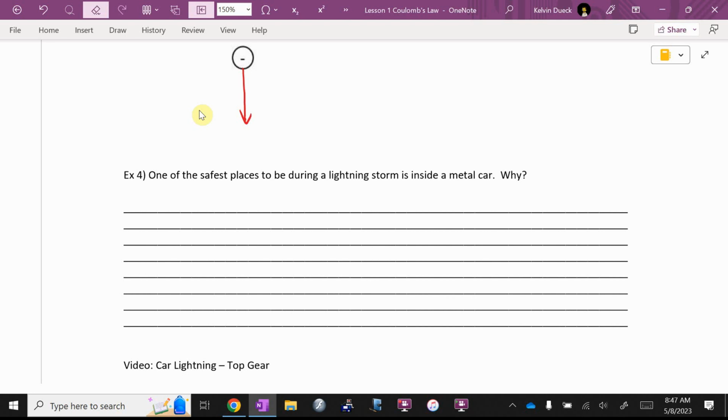Many people will say, oh, Mr. Dueck, it's because the tires provide insulation. That's nonsense. The lightning has just leapt a kilometer from the sky to your car. I assure you the charge can carry on and continue the 30 centimeters and get to the ground. Okay? Does anybody know why a metal car is so good to be in?